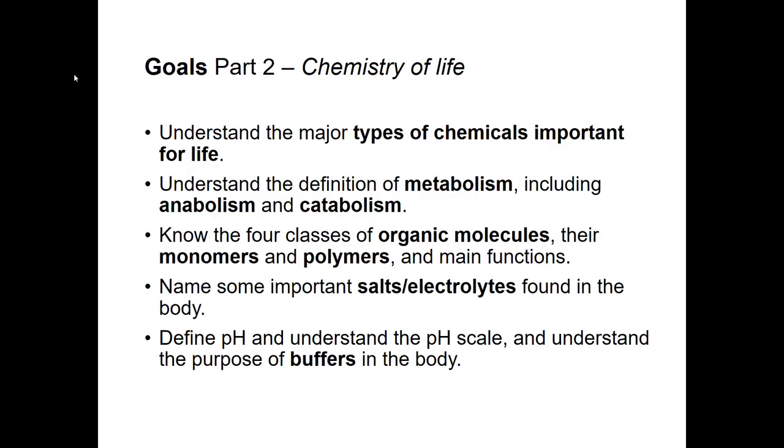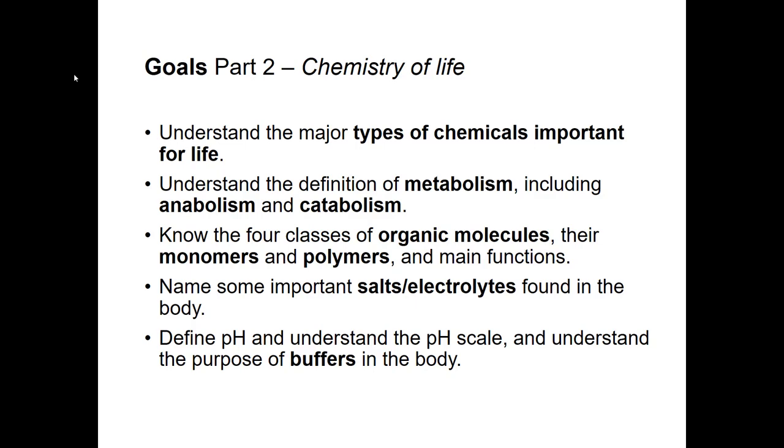We're going to get acquainted with 4 classes of organic molecules. So we said organic molecules are those big molecules that are being made with a lot of carbon. There are actually 4 different types of organic molecules that we're going to want to think about a lot, 4 different classes. And each one of these classes is going to have some smaller versions of those molecules called monomers and some larger versions called polymers. So we'll talk about those terms as well. We're going to name some important salts and electrolytes found in the body. So these are actually our ions. You might just want to add that to your notes.